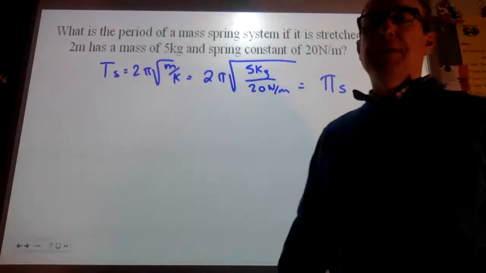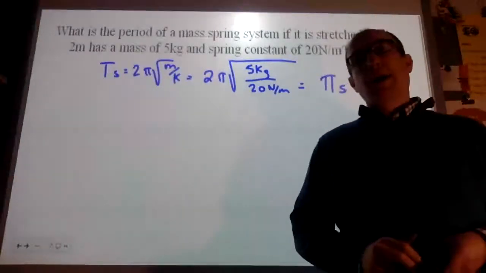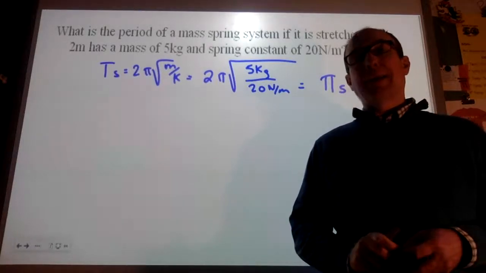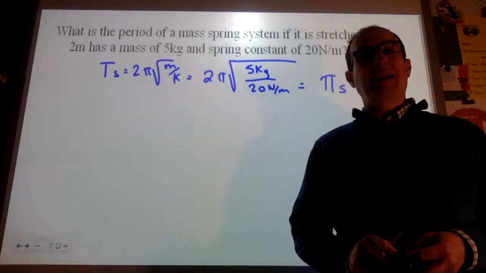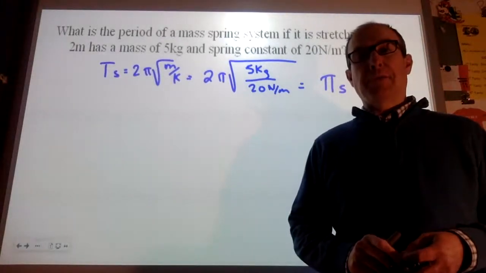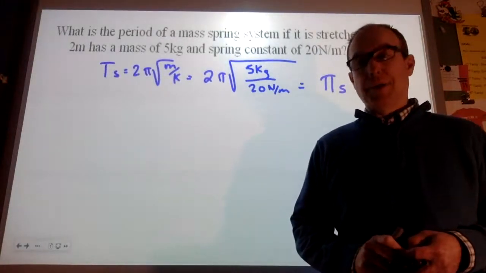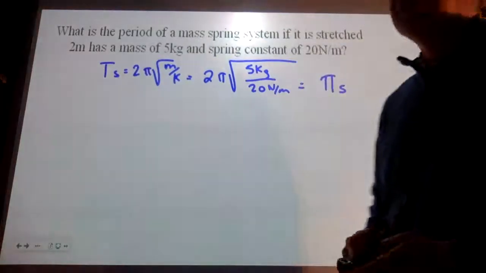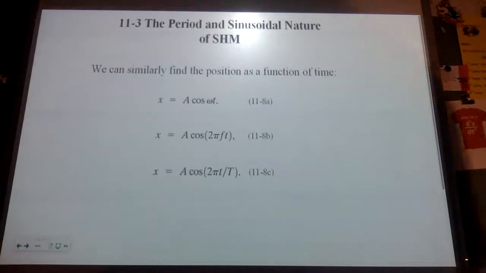Notice that the displacement doesn't matter. And again, as I've said, they like to focus on things that go against common sense. And it doesn't make a lot of sense that it doesn't matter how much you displace a mass spring system, it has exactly the same period. But that is the case, and you guys will see that in labs as well.